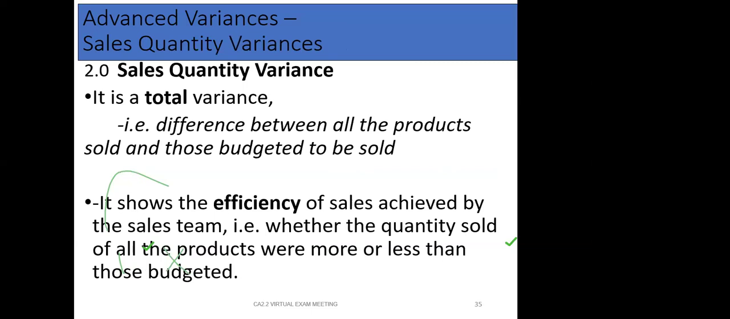Sales quantity variance. Like the materials yield variance, it's also a totals variance. It's the difference between all the products actually sold and all the products that were budgeted to be sold. What does it show? It shows the efficiency of sales achieved by the sales team, that is, whether the quantity sold of all products was more or less than those budgeted.